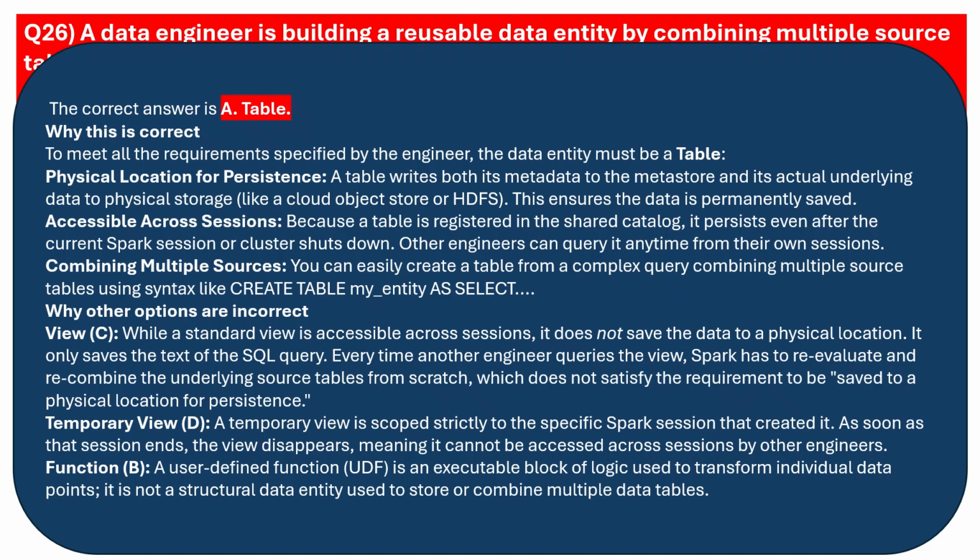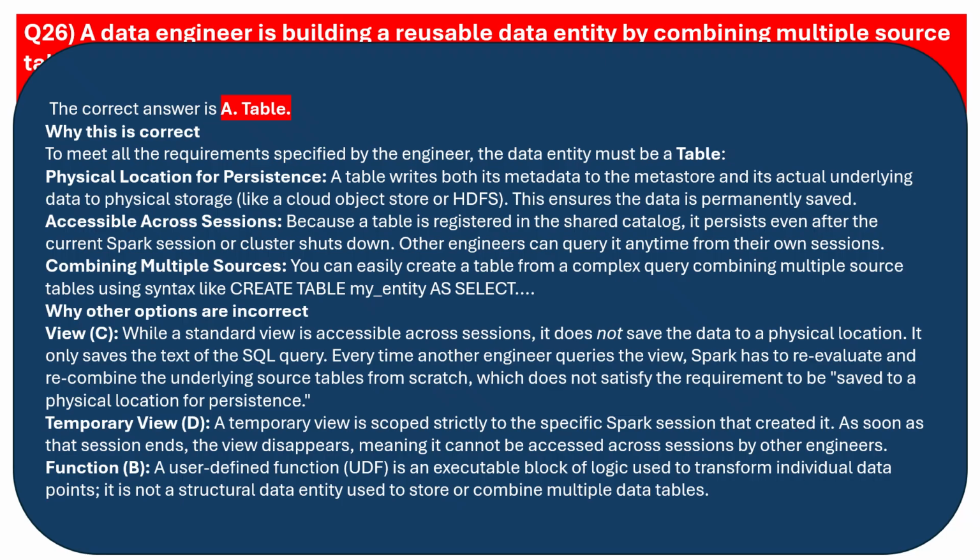Accessible across sessions. Because a table is registered in the shared catalog, it persists even after the current Spark session or cluster shuts down. Other engineers can query it at any time from their own sessions. You can easily create a table from a complex query combining multiple source tables using syntax like CREATE TABLE my_table AS SELECT. Why are the other options incorrect?